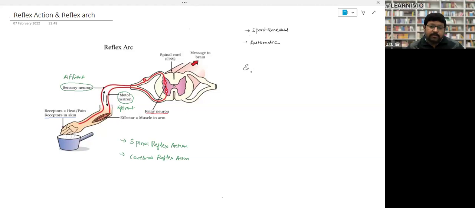Now write down some examples of reflex action. So, closing eyes, right? Closing eyes at a flash of light, that is a reflex action.